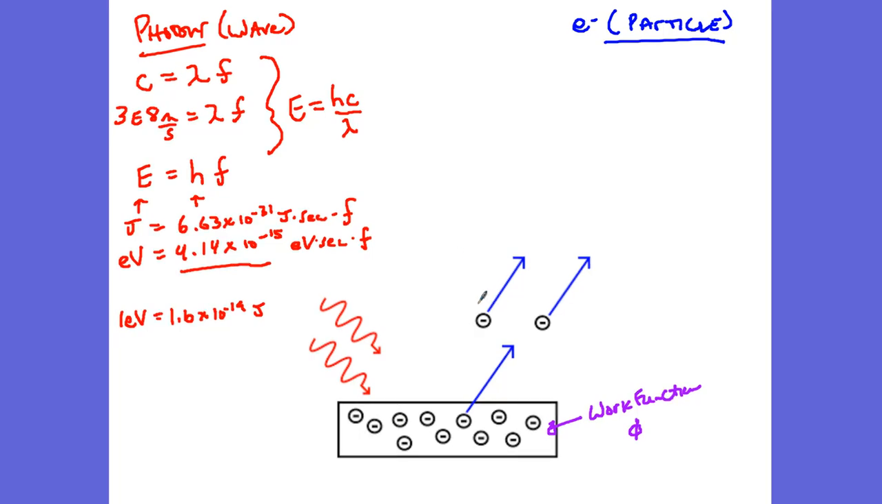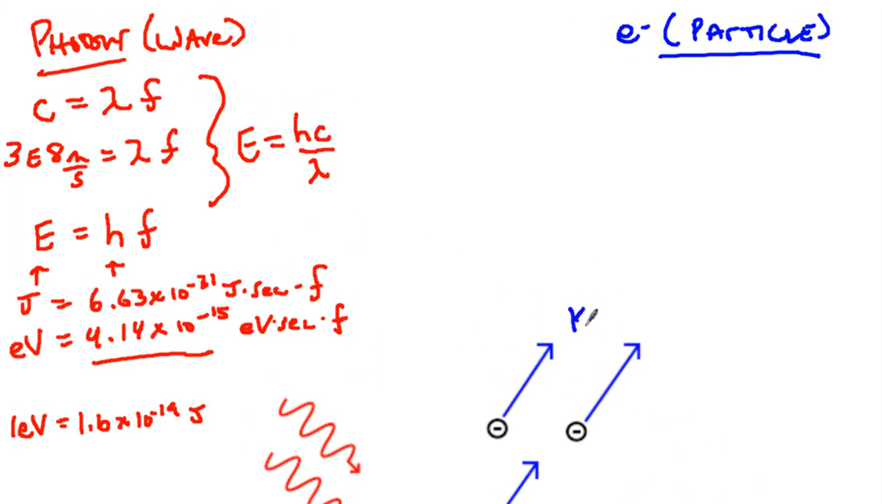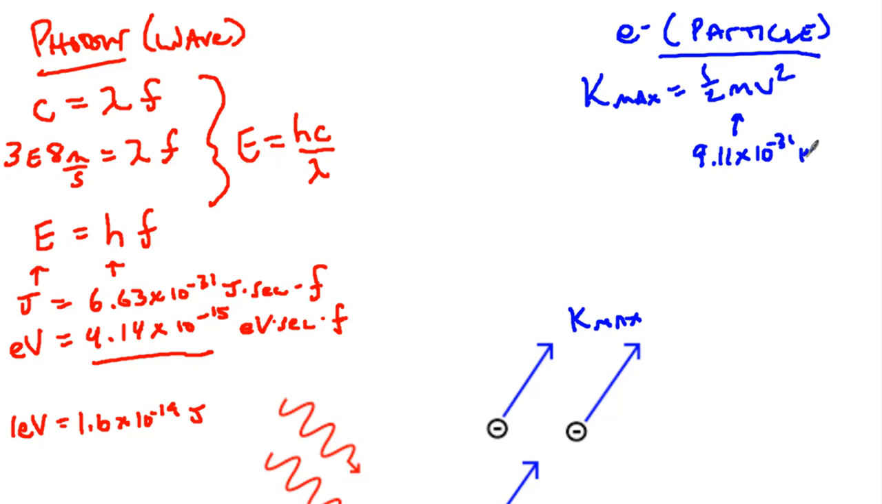Now the energy that's going to be released is the maximum kinetic energy. And we have an equation for the maximum kinetic energy. The maximum kinetic energy is going to be 1/2 mv squared. If you remember back at our kinetic energy unit in the first semester, this was our equation for the kinetic energy of a particle. Okay. Now, what do we use for the mass? Well, we're using electrons. So the mass of an electron is 9.11 times 10 to the negative 31st kilograms.